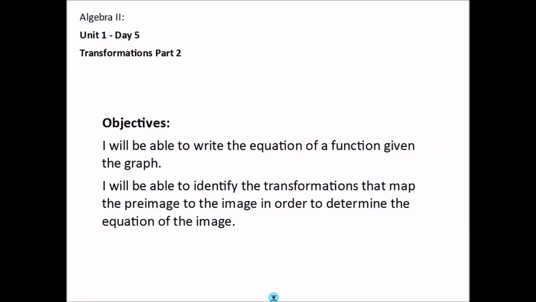Today we're going to continue talking about transformations. By the end of this video, you'll be able to write the equation of a function given the graph and identify the transformations that map the pre-image to the image in order to determine the equation of the image. All of that is just a fancy way of saying that you will be able to describe how a graph was transformed.